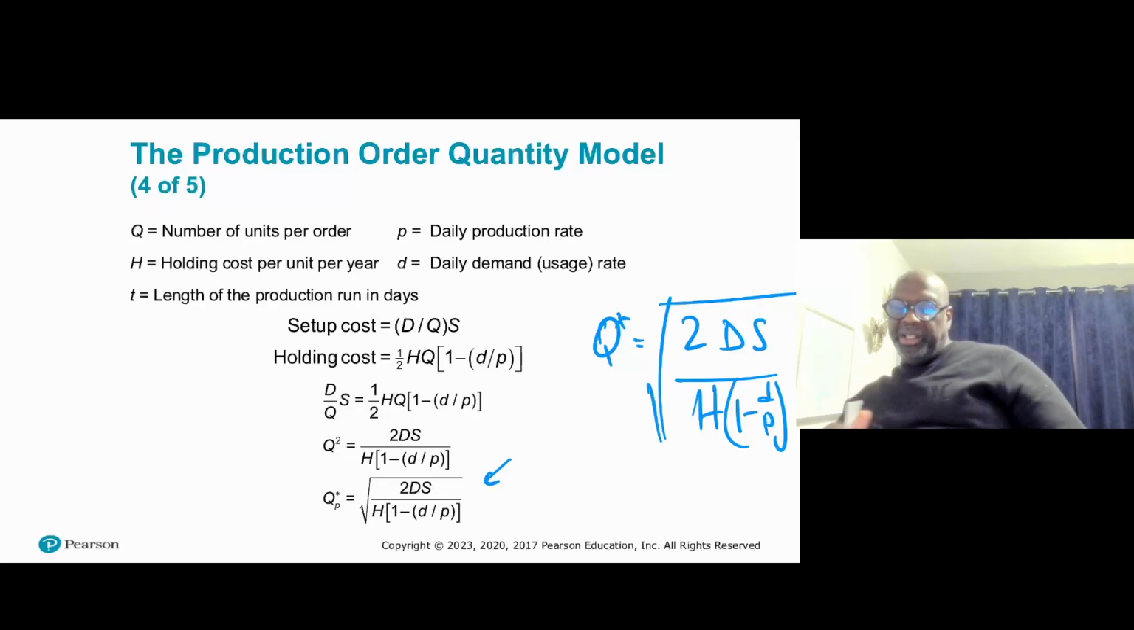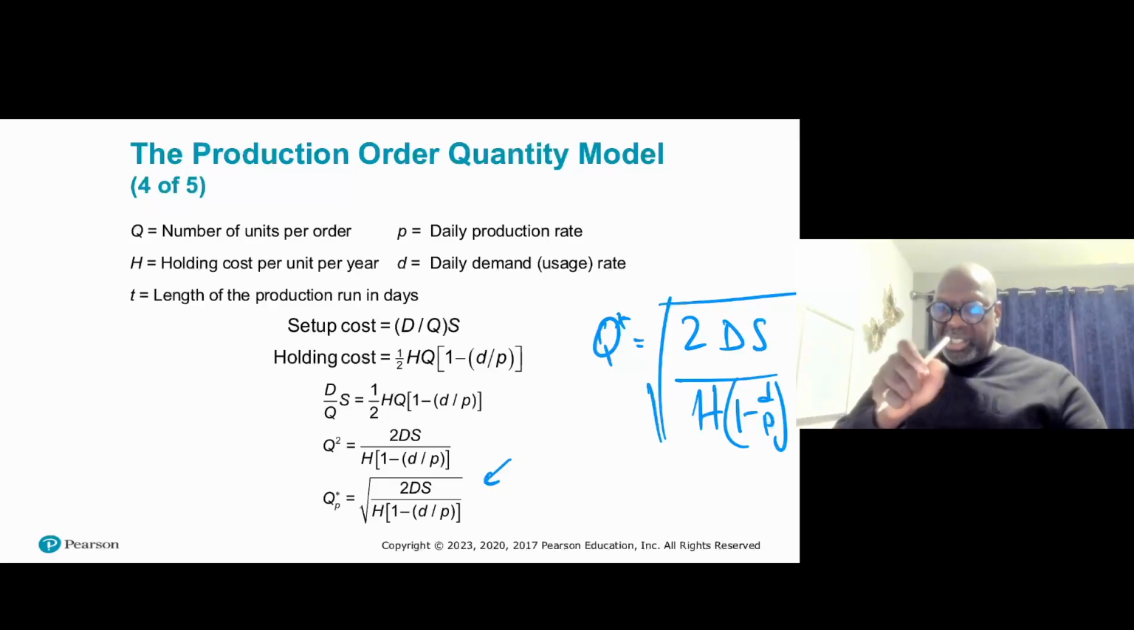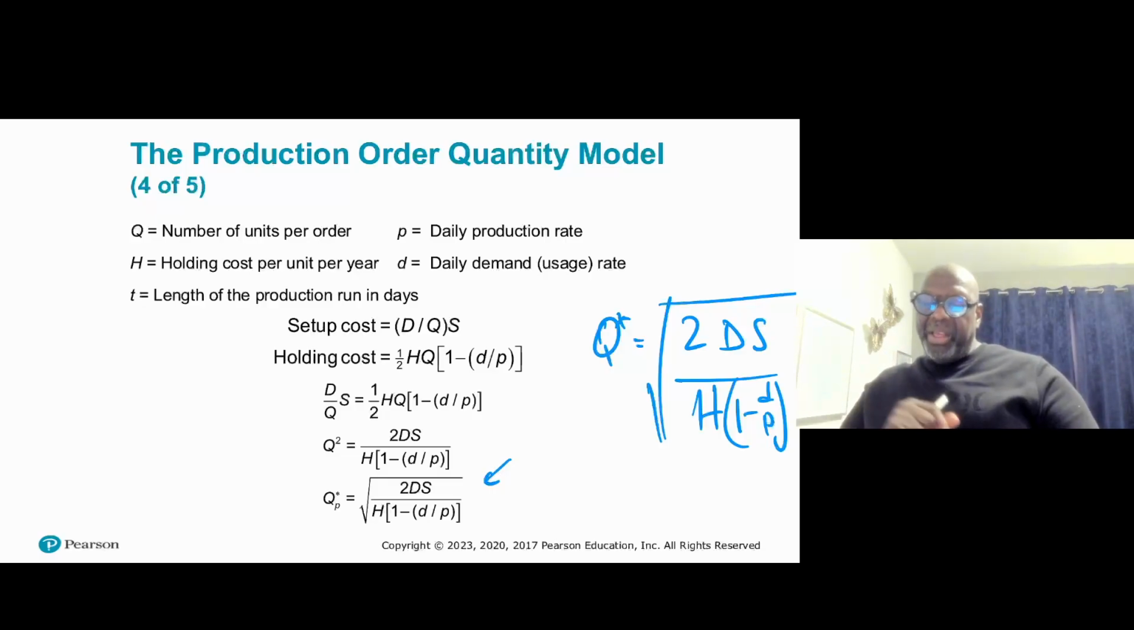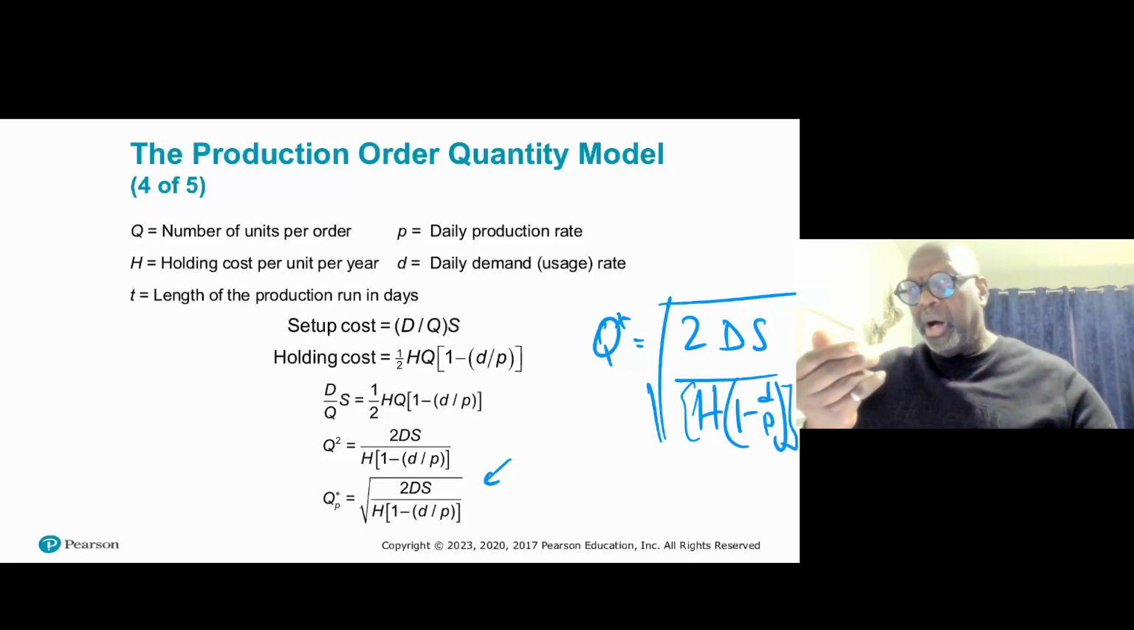What's that portion? That portion is 1 minus D over P. So essentially, we have to adjust our holding costs by that factor. What is the impact of that? It reduces the denominator in this function, and as a result, it will make Q higher.